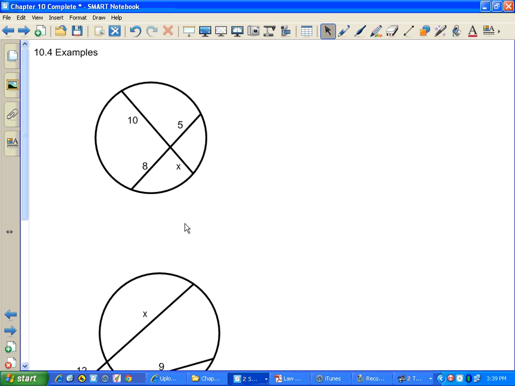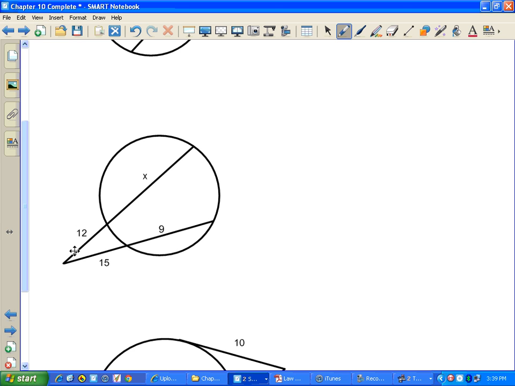So let's take a look at some examples. Okay, so here I've got two chords meeting. So I know that the two pieces of this chord multiplied together should equal the two pieces of this chord multiplied together. So x is 4.